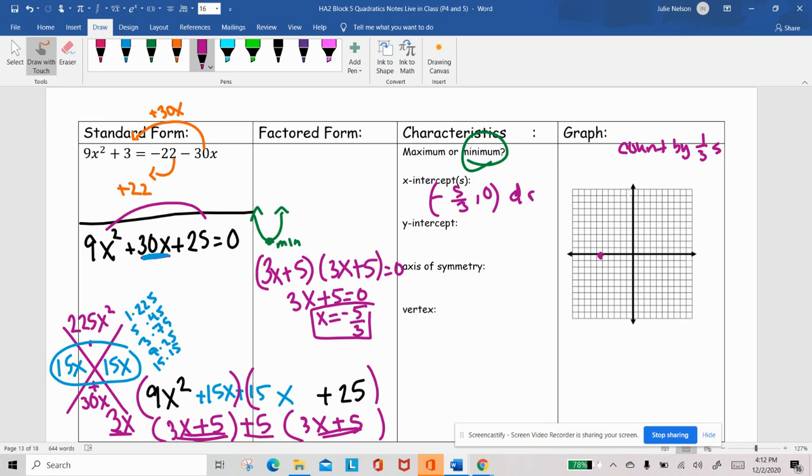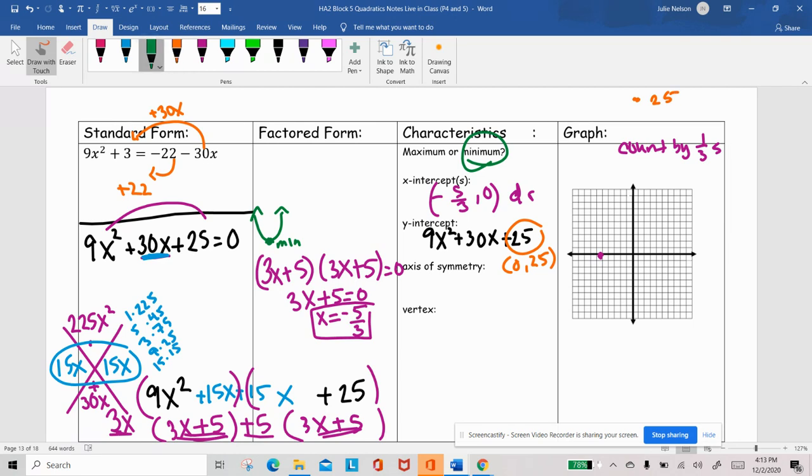And then my y-intercept. Remember, for y-intercept, it is always your constant term. So in 9x squared plus 30x plus 25, which one is our constant? Well, our constant is 25, so our y-intercept is 0, 25. And no, I don't want you counting 25 tally marks, especially if you're counting by thirds. So just put a dot way at the top and put 25.